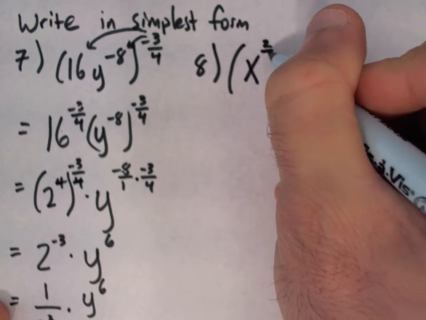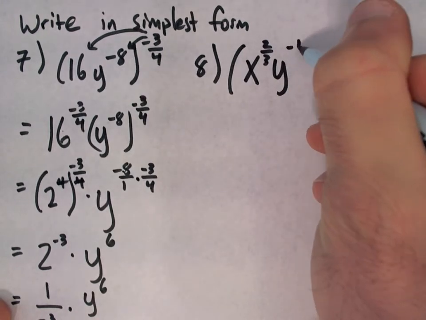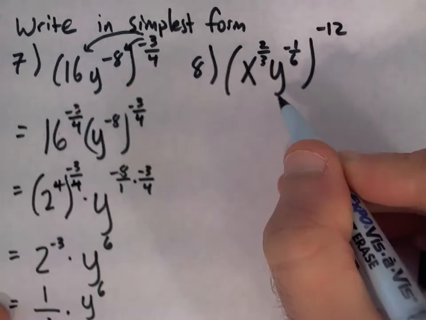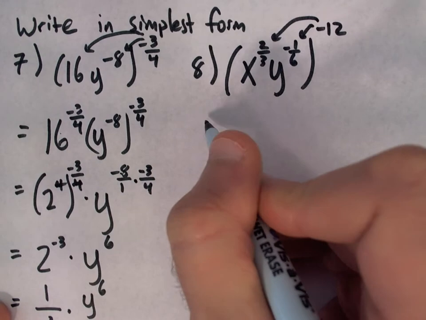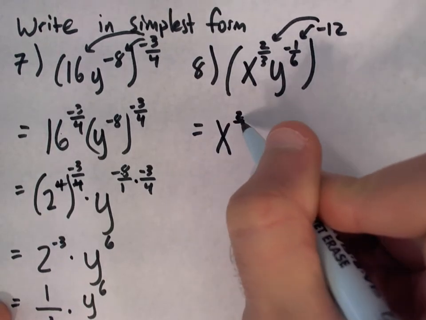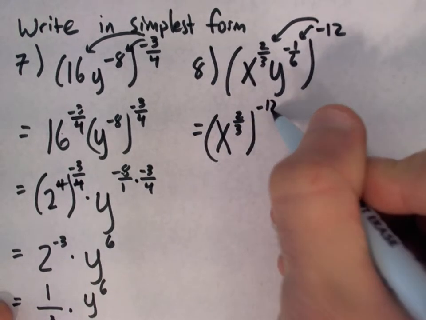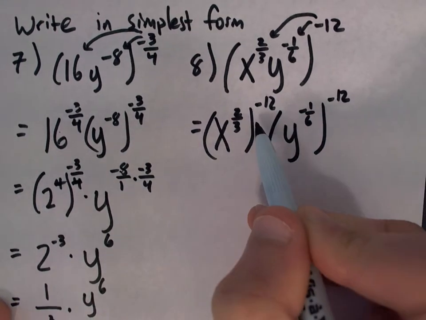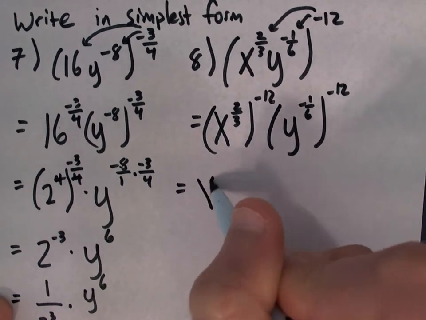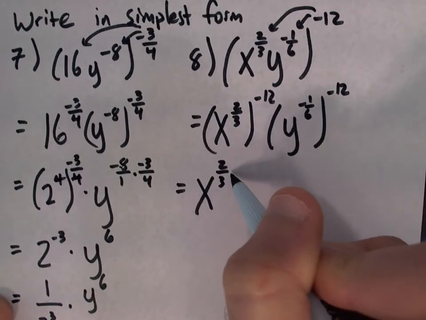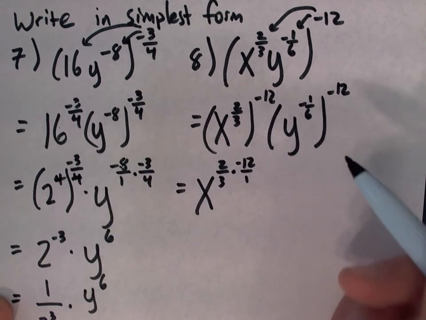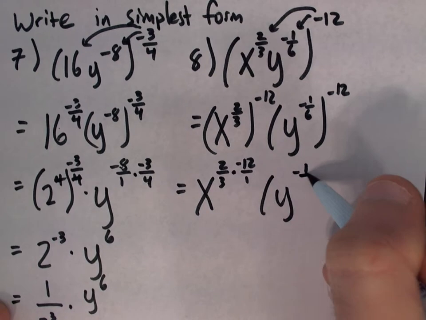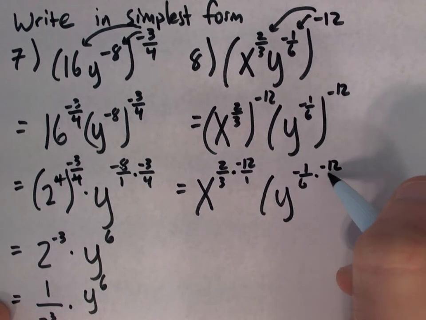x to the 2/3, y to the negative 1/6, all to the negative 12th. Again, you have a product taken to a power, just give it to both of these. So we get x to the 2/3 to the negative 12, y to the negative 1/6 to the negative 12. Power to a power means you multiply, so we get x to the 2/3 times negative 12 over 1. And then over here we have y to the negative 1/6 times negative 12 over 1.